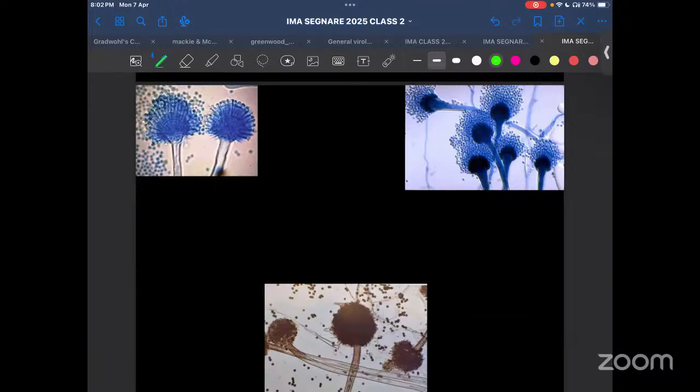So the first one here is actually Aspergillus flavus. The second one here is Aspergillus fumigatus. And the last one here is Aspergillus niger. Okay, these are the 3 important species.